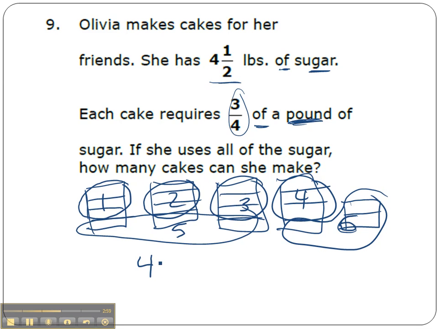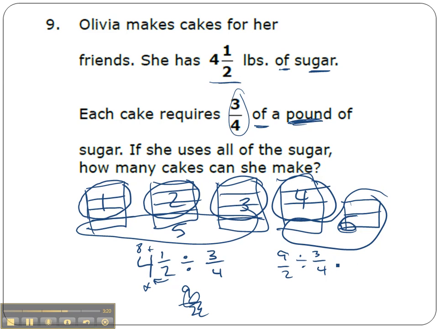So we're taking 4 1/2 pounds and dividing it into groups that are 3/4 of a pound large. So first of all, I need to make this an improper fraction. 2 times 4 is 8, plus 1 is 9, so 9 halves. Let me put it over here actually. 9 halves divided by 3/4.